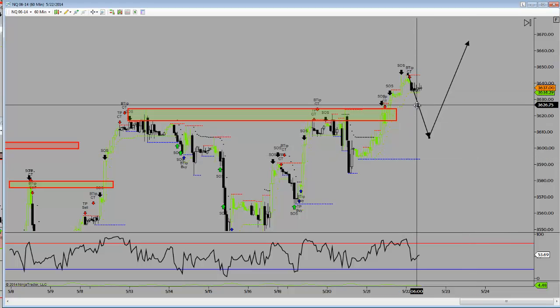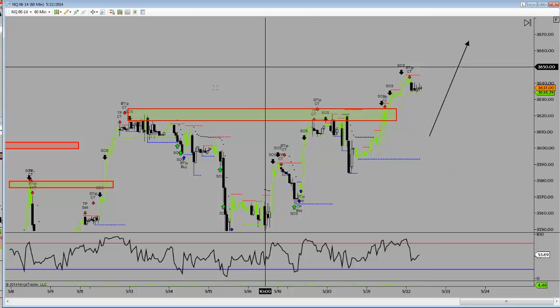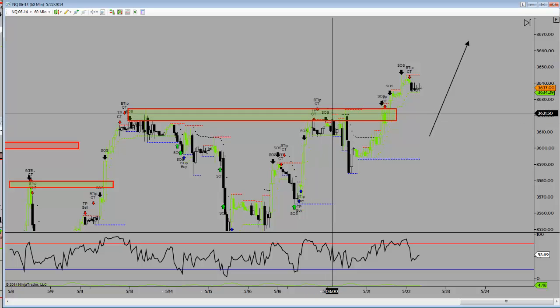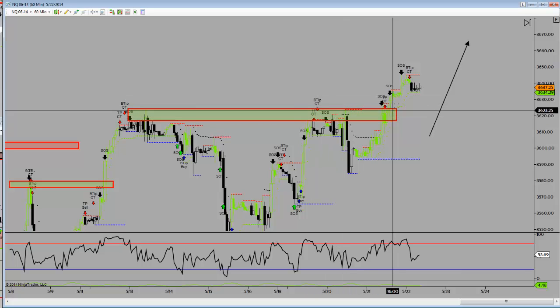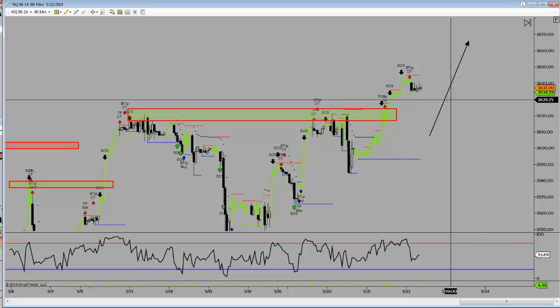All right, now what I want to look for today, if we pull back in the 3620s right here, previous resistance, once broken, anticipated support. So 3620s intraday, potential long entry right there.